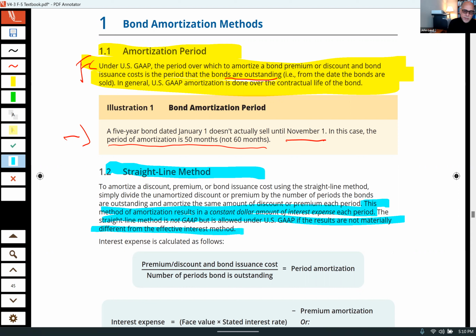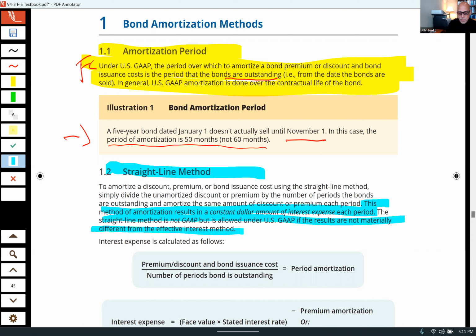Again, you'd have to use the effective, or at least calculate the effective, to see if the straight line was materially different. So it's a little bit annoying. The effect is as though you use, no pun intended, the effective interest method. But on the exam, they may give you straight line questions, which are very easy.